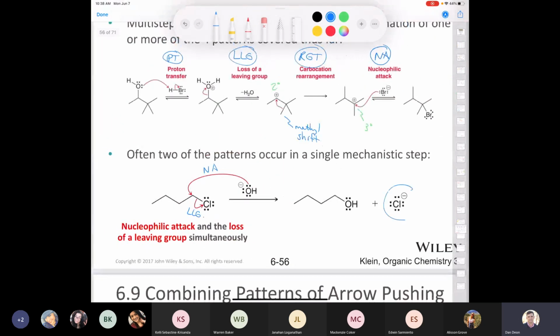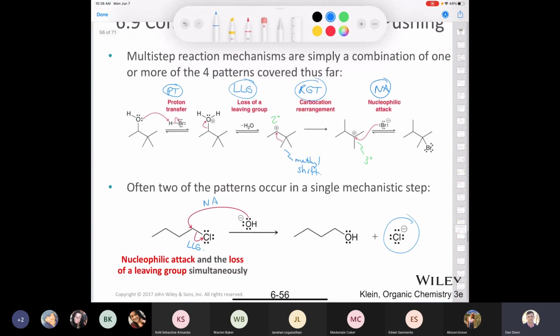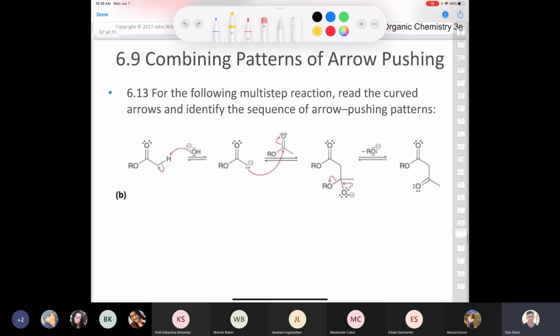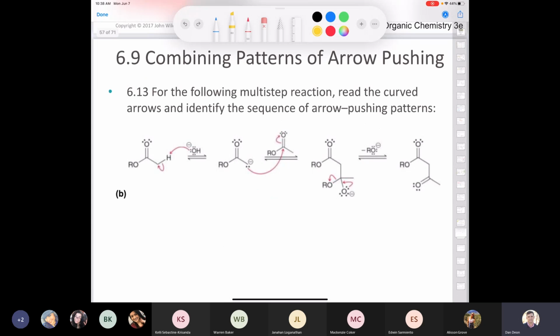Why would chloride leave? Because chloride is the conjugate base of HCl, which is a strong acid. Remember, leaving group, this is one I talked about quite a bit. A leaving group is the conjugate base of a strong acid. Okay, well, that was a lot of information. Let's see if we can apply that information and describe what's going on in these 3 steps.